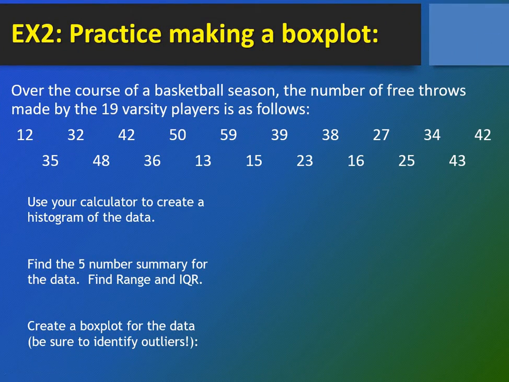We're going to start with this data. You're going to create a histogram. Everything you need for the histogram. Find your 5-number summary. Range and interquartile range. Then you're going to do a box plot. The easiest aspect of all of that should be the box plot. Okay, go for it.